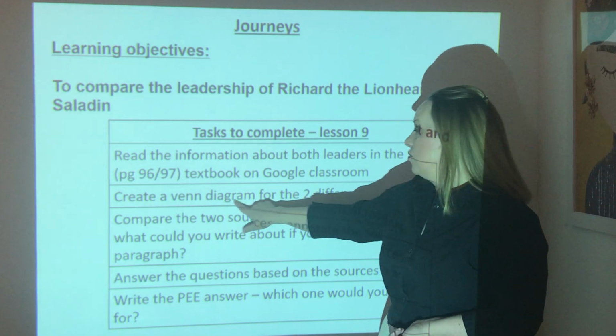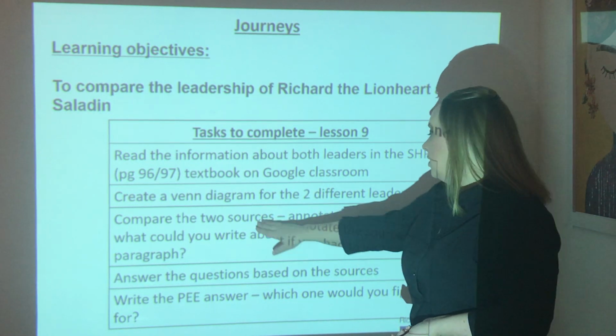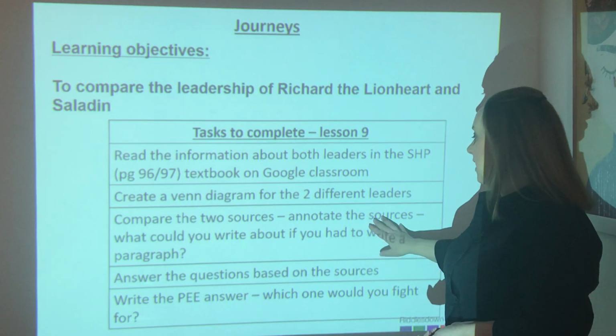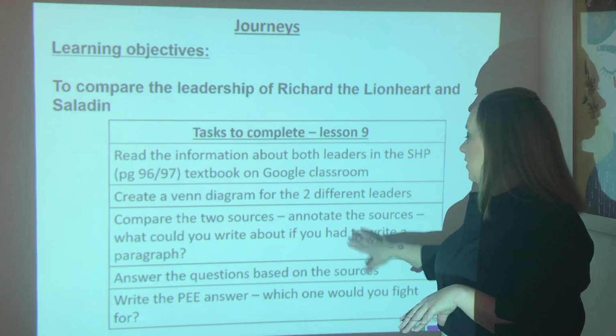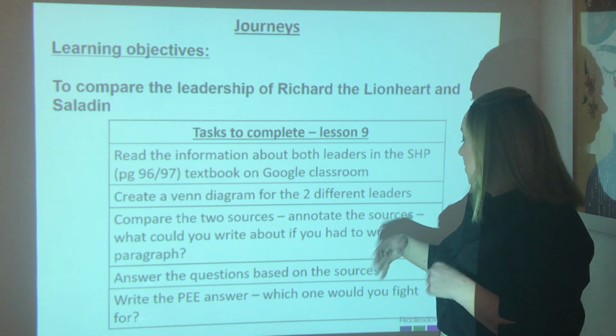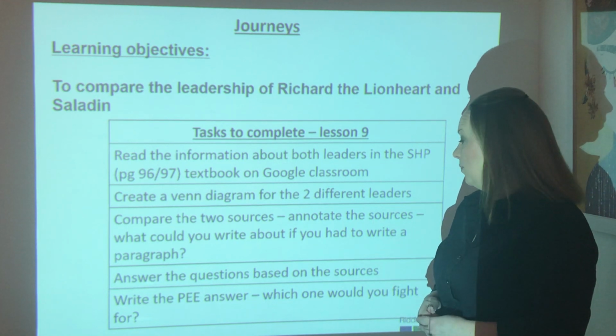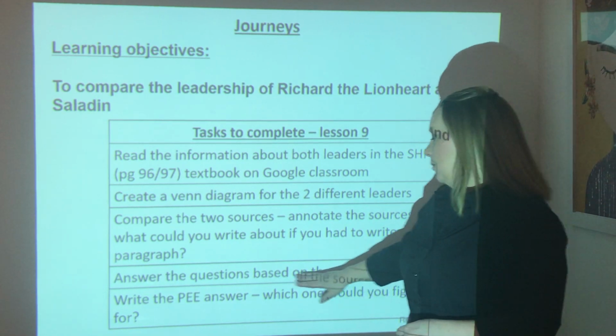Then you're going to create the Venn diagram for the 2 different leaders. Then you're going to compare 2 sources. You're going to annotate the sources, and then you're going to write a quick paragraph about which leader you think you would rather fight for. Then you're going to answer some questions.